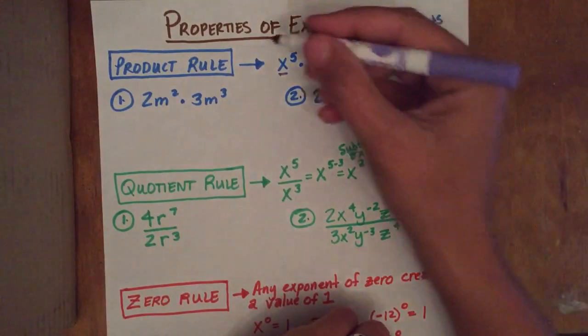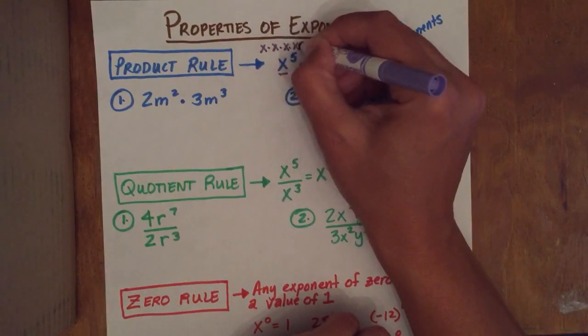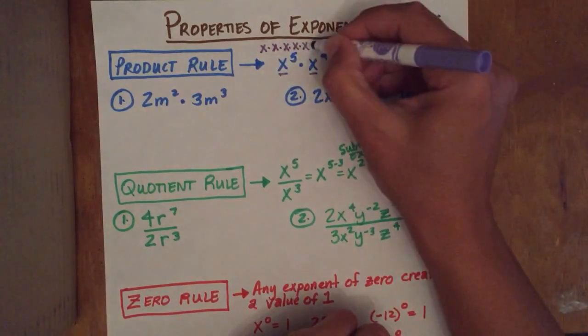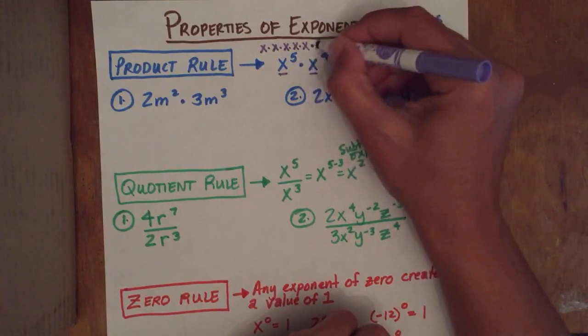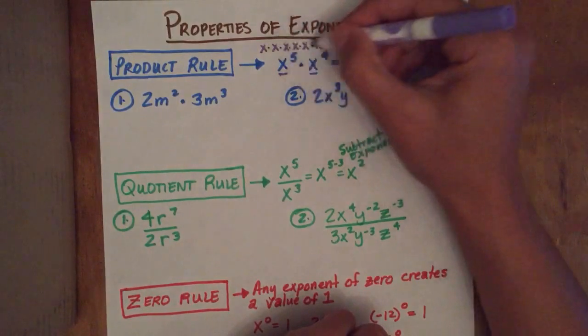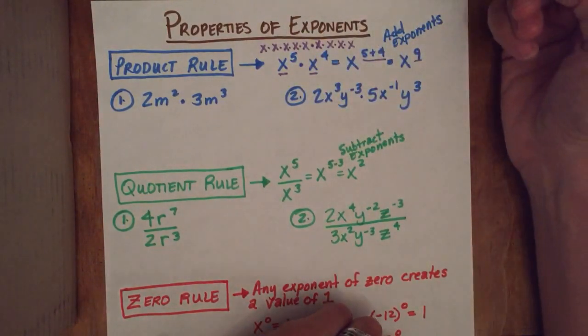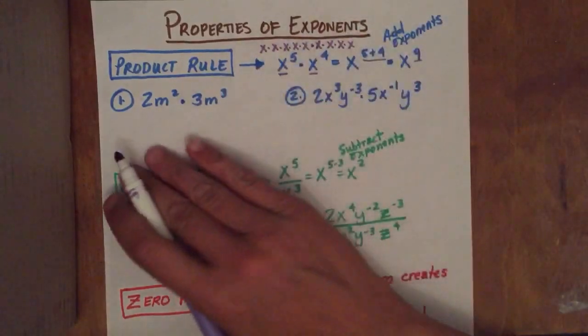Why is that? Well, x to the 5th is the same thing as x 5 times, right? And then we're multiplying it by x to the 4th, which is x 4 times, correct? So altogether, how many x's do I have? I've got 9, okay? So let's look at some practical examples here.